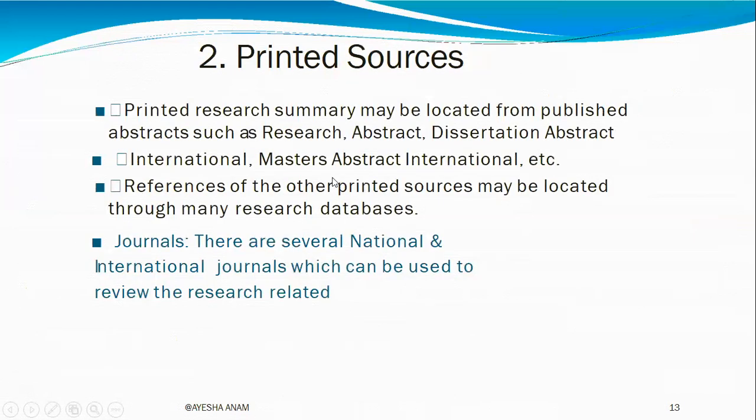Then printed sources. Printed research summaries may be located from published abstracts such as research abstracts, dissertation abstracts, and international master abstracts international. References of other printed sources may be located through many research databases. Journals. There are several national and international journals which can be used to review the research.